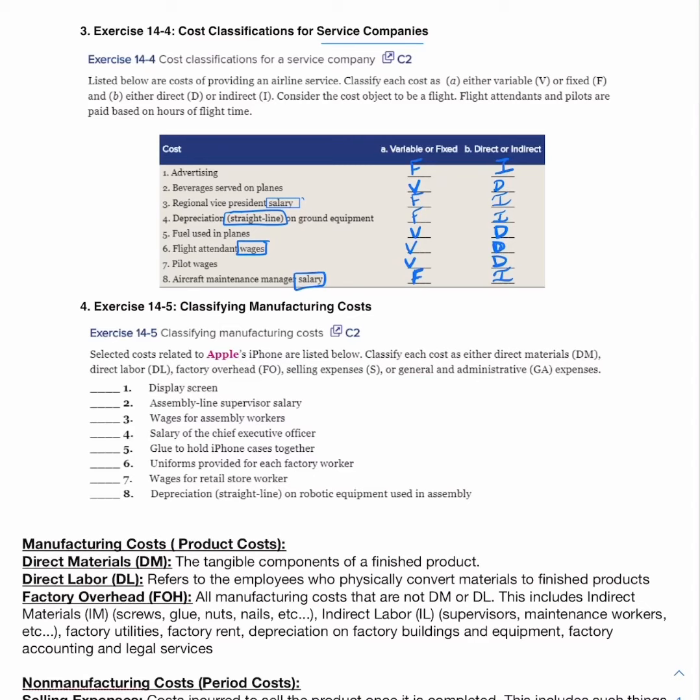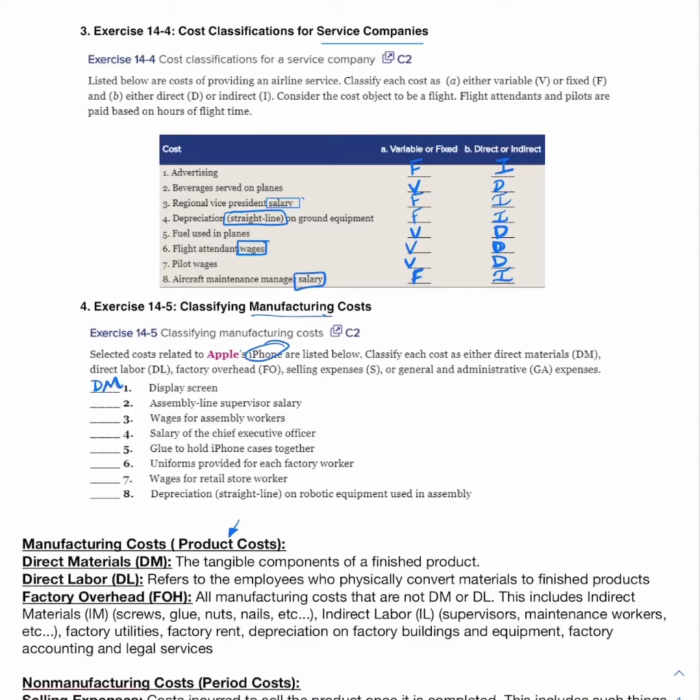Now, this next question asks us to classify what we call the manufacturing costs. So here we have our manufacturing costs. They are also often called the product costs. So what we are going to do is work through this together. In the first one here, it tells us to identify what is a display screen. Well, that display screen, as you are making different iPhones, is going to be a direct material.